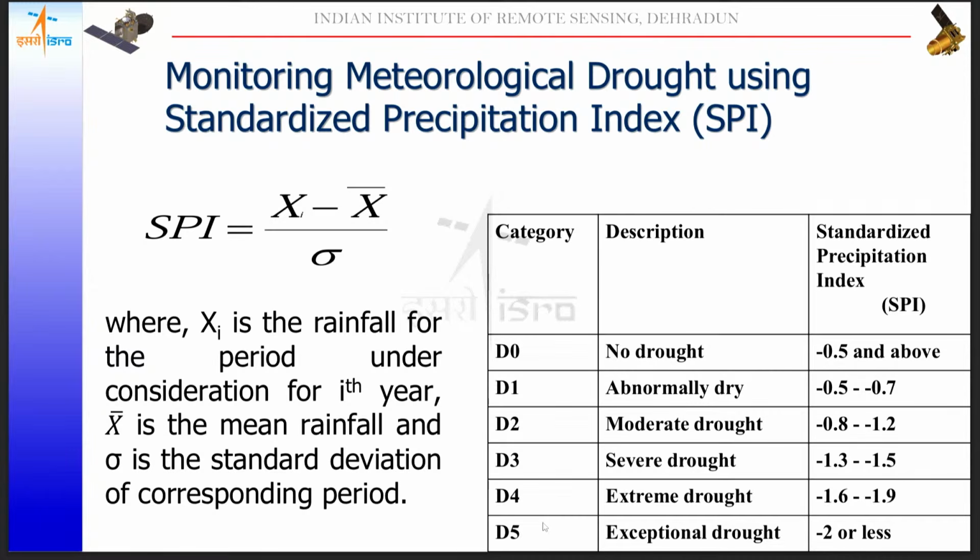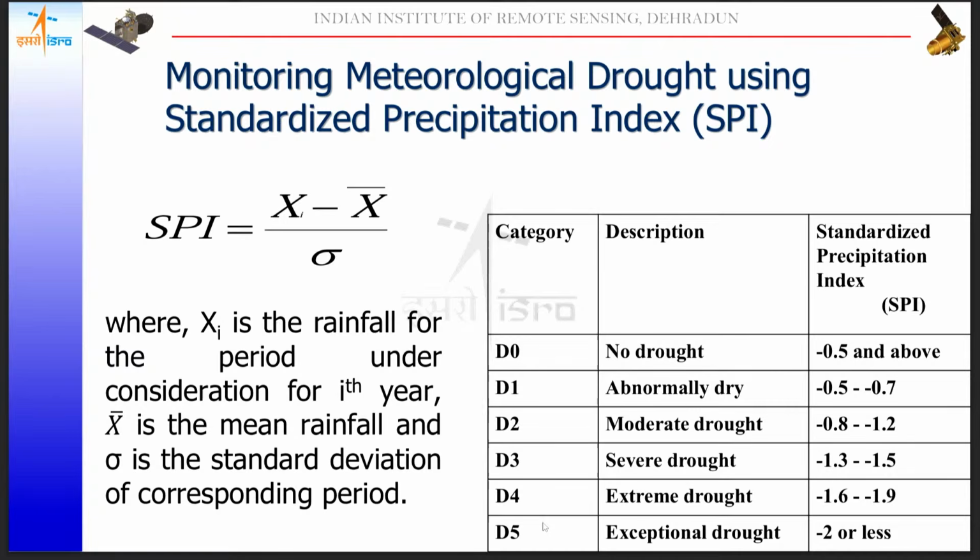Along with this, there is also one type of index which is used for assessment of meteorological drought, which is also solely dependent on rainfall data sets. The name is SPI, Standardized Precipitation Index. The Standardized Precipitation Index is solely calculated from rainfall data sets, and the formula is given as xi minus x bar divided by sigma, where xi is the period-specific rainfall, x bar is the long-term mean rainfall, and sigma is the standard deviation for the corresponding period.